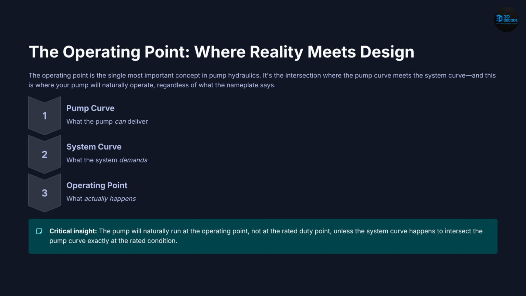Slide 4, operating point. The operating point is where the pump curve intersects the system curve. This is the actual working point of the pump. No matter what the datasheet says, the pump will always operate at this intersection. This is the most important concept you must understand.